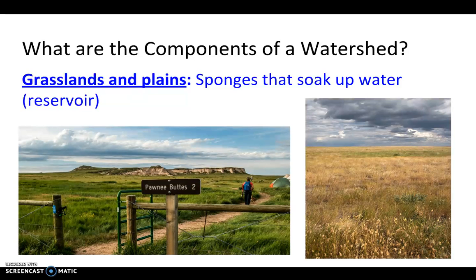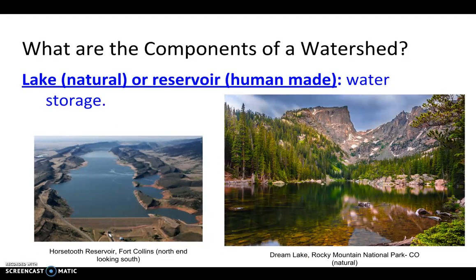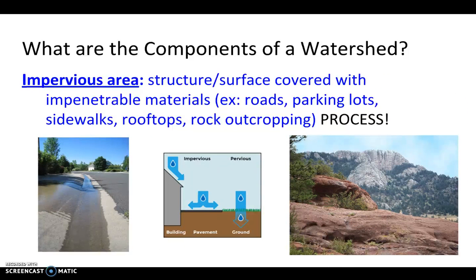Grasslands and plains are also sponges that soak up water, so they act as a reservoir. The grasses and the roots really retain a lot of water, and so all of our grassland and plains that we see around the Fort Collins area are acting as reservoirs. We have lakes, which can be natural, or reservoirs like Horsetooth that are human-made, that act as water storage. So they are also reservoirs. Literally, one of them is called a reservoir. So you can have naturally occurring lakes like Dream Lake, or you can have reservoirs like Horsetooth Reservoir, and they both store water.